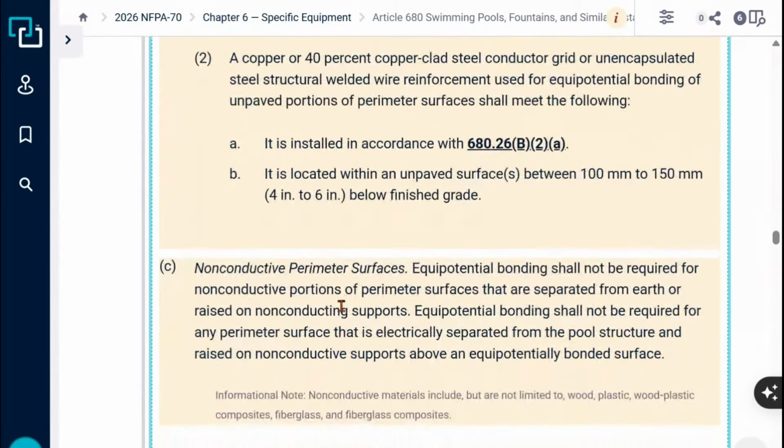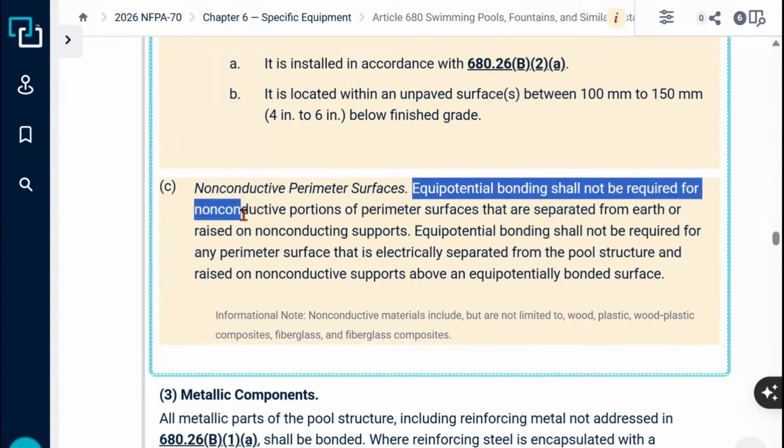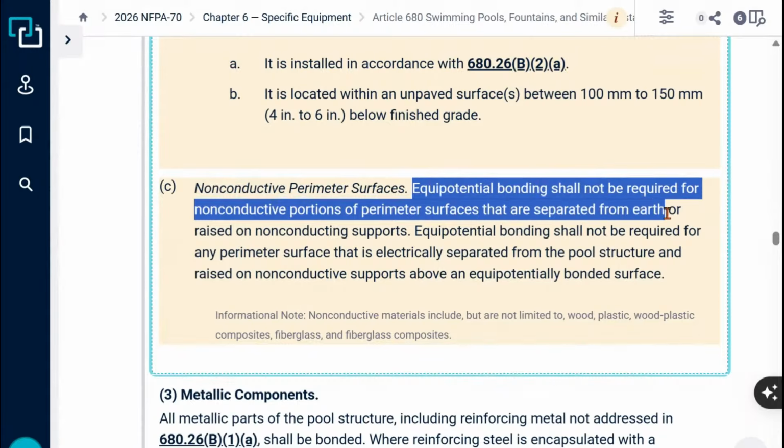And then you get down to C, which seems to be a standalone, and it's point blank saying that equipotential bonding shall not be required for non-conductive portions of perimeter surfaces that are separated from earth or raised on a non-conductive support. That's what we're talking about. So if we stop right there, in your example, this decking material is not in the earth, so it's separated from the earth. You said it's sitting right on it, but it's separated from the earth.